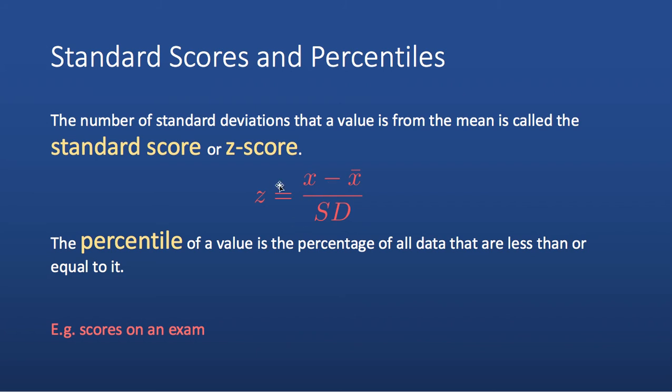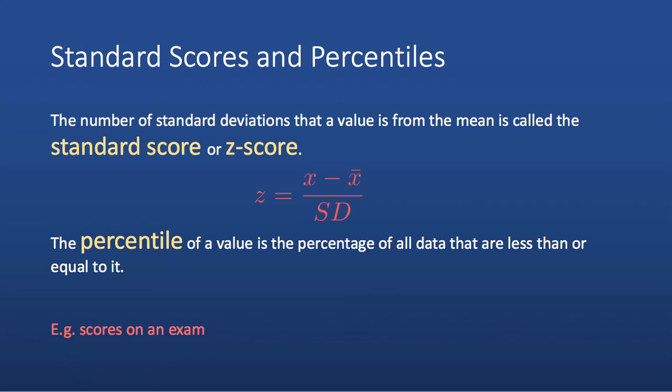So because this has this sort of universal meaning, we can use it to represent the percentile, or the percent value, where the percentage of data that is less than that particular value, less than or equal to that value.